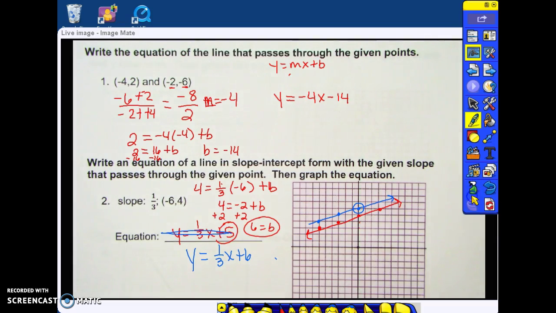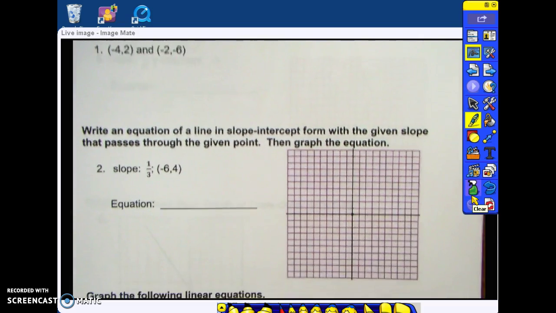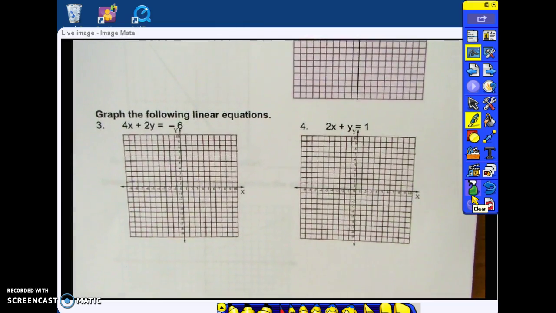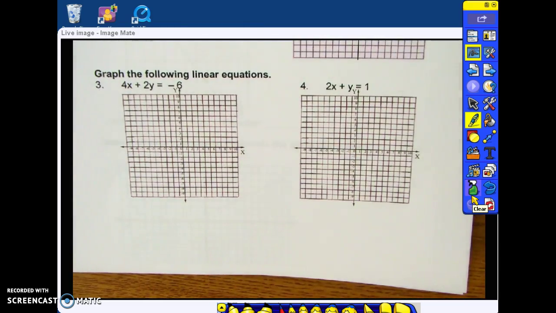So moving on to number 3. For 3 and 4, you have to graph the following linear equations. In order to graph an equation, you have to get it in y equals mx plus b form. So you have to isolate your y. I have 4x plus 2y equals -6. In order to get y by itself, I have to get rid of this 4x. I can't just move it, so I have to do the inverse operation.